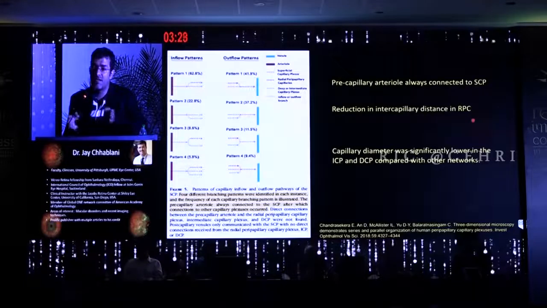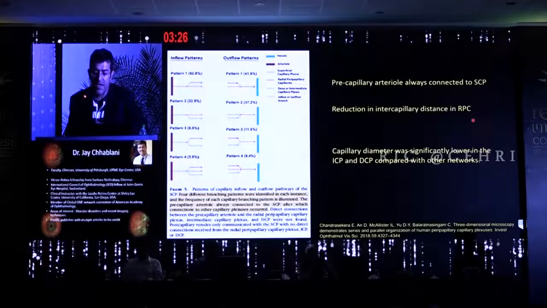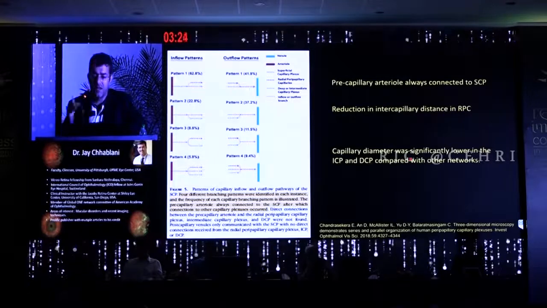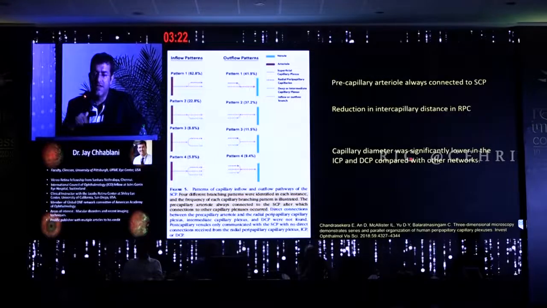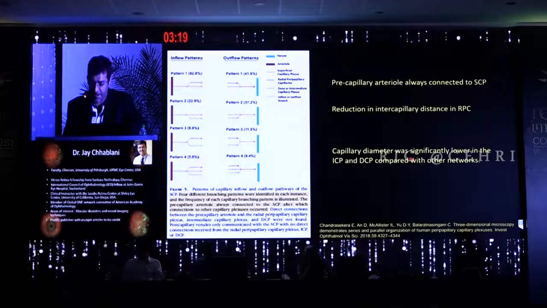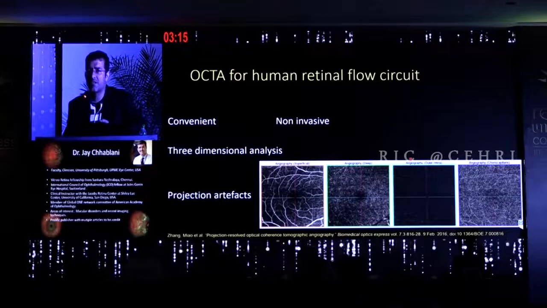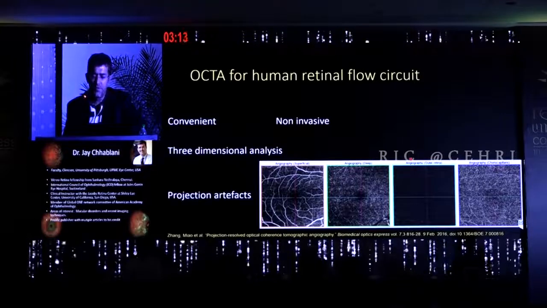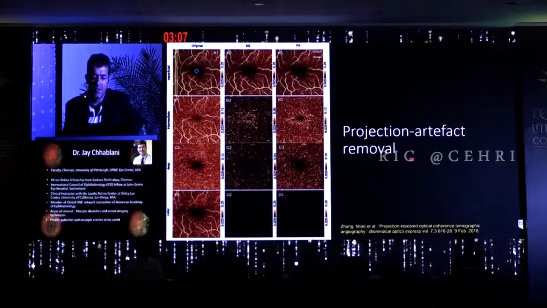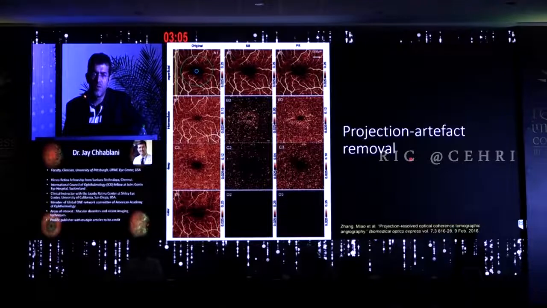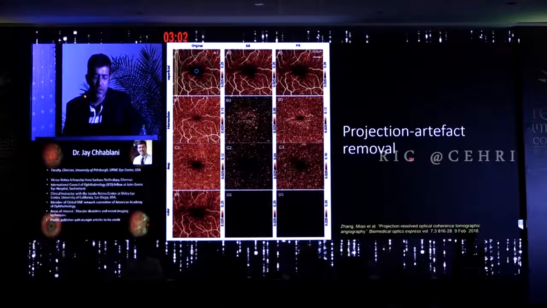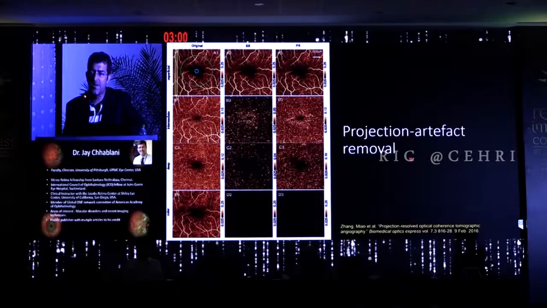That's why the capillary supply is much higher. And the capillary diameters are significantly reducing as we go deeper in the retina. What about OCTA? We are also expecting that with the help of OCTA, we will be able to see the retinal vascular plexuses, but there is a challenge of projection. But with the newer devices, we are now able to remove these projection artifacts, which produces very good images, as you can see here.